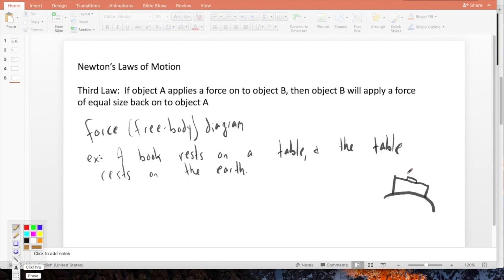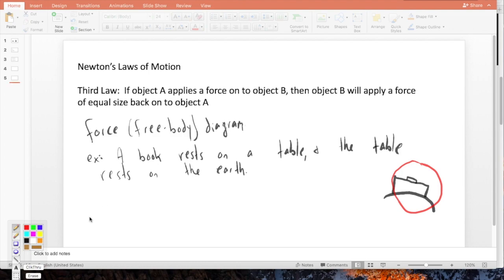So what objects are in our system? Well, our system is right here. It is the book, the table, and the earth. That is our system. That's what we're studying. That's the scientific system that we're studying. So every object in your system gets its own free body diagram and gets represented with a dot.